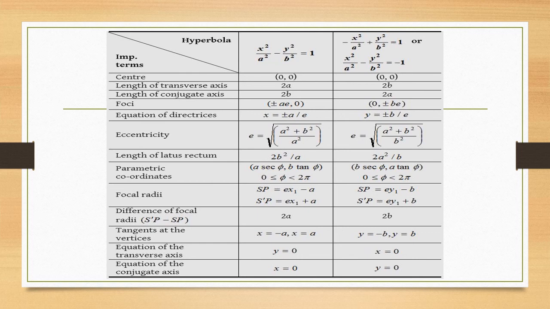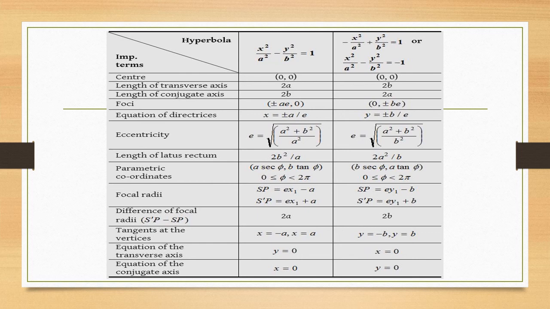Now we have the standard equation of a hyperbola: x²/a² − y²/b² = 1, or in the second case we have −x²/a² + y²/b² = 1, or you can say y²/b² − x²/a² = 1, or if you multiply both sides by minus, it becomes x²/a² − y²/b² = −1. In this case, the center is given by, in both cases, the origin.